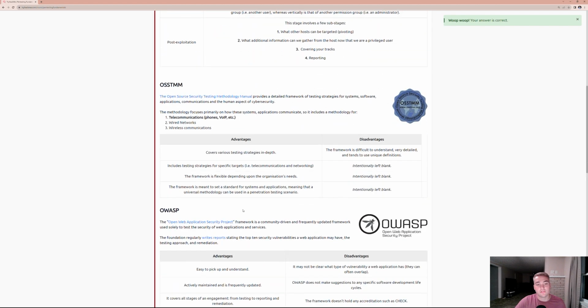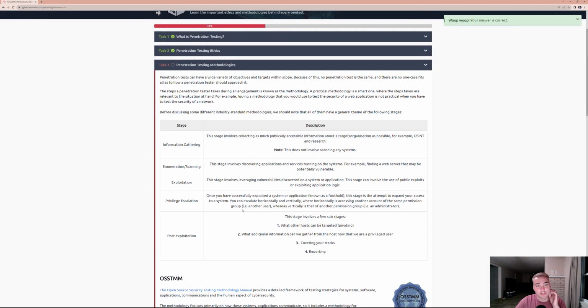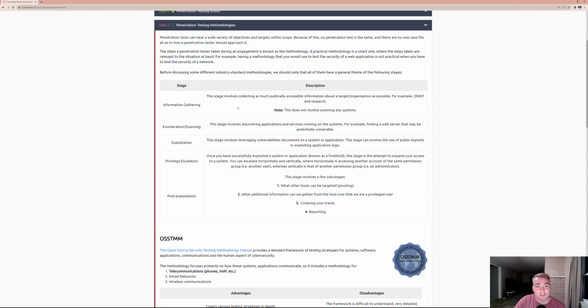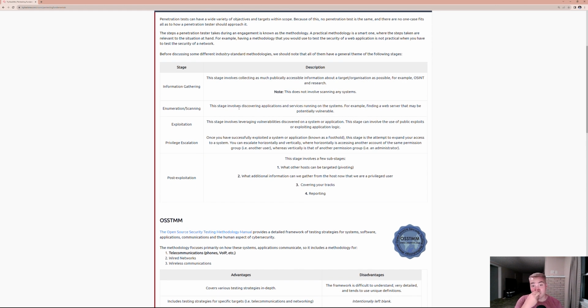All right, so the penetration testing methodologies. Penetration tests can have a wide variety of objectives and targets within a scope. Because of this, no penetration test is the same, and there is no one-size-fits-all approach as to how a penetration tester should approach it. The steps a penetration tester takes during an engagement are known as the methodology.